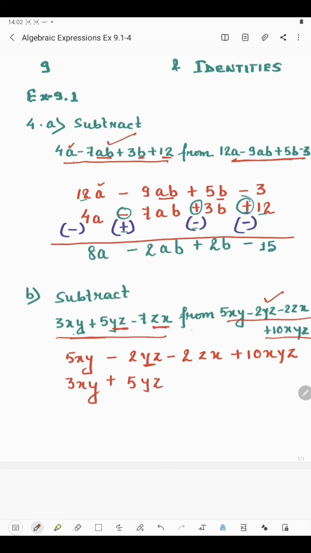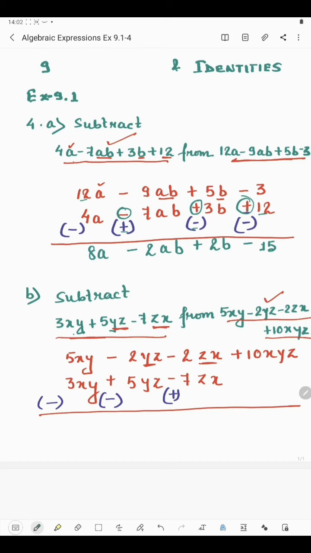Then we have the zx term. Now the zx term is here. So we will have to write minus 7zx below minus 2zx. Now we will have to subtract these two expressions. So we'll just change the sign according to the second expression. Okay, with respect to the second expression, we will just change the sign. So plus 3xy will be minus, plus 5yz will be minus 5yz, and minus 7zx will be plus 7zx.